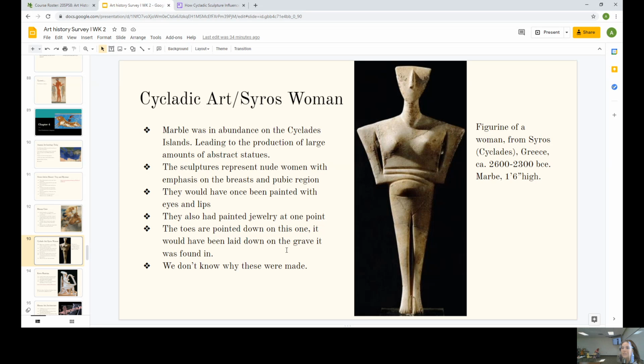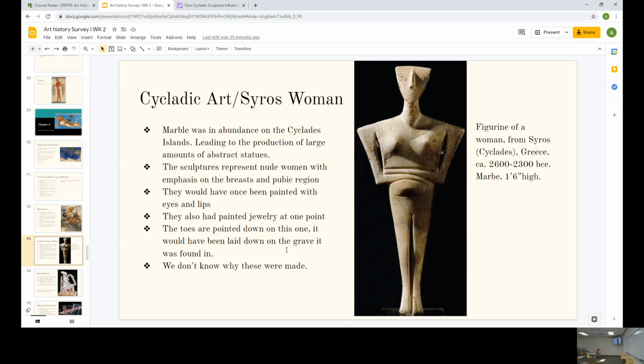This is a marble statue. Marble was in abundance in the Cycladic Islands. They had a lot of it, so almost all of their statues are made of marble. We find a large amount of these humanish sculptures. They would bury them in mounds with dead bodies, possibly as a symbol of who the person was, maybe family members or someone to keep them company, possibly a symbol of status. We aren't really sure.